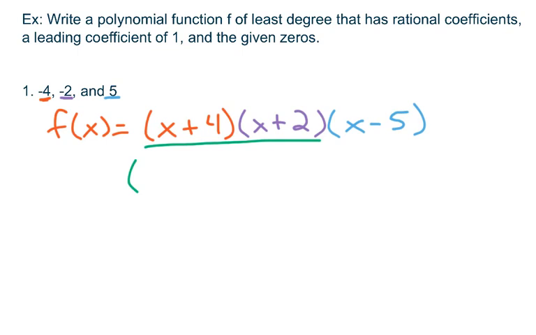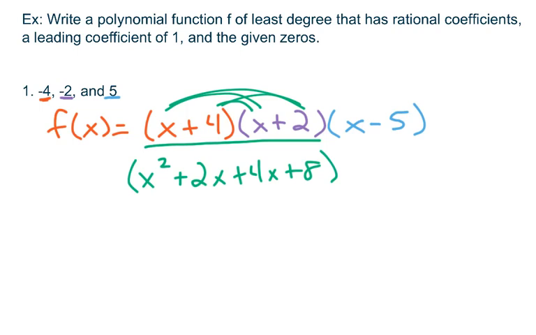That would give me x squared. Let's see. x times x is x squared. x times 2 is 2x. 4 times x is 4x. 4 times 2 is 8. So that would be x squared plus 6x plus 8. And then we're going to multiply that by x minus 5.